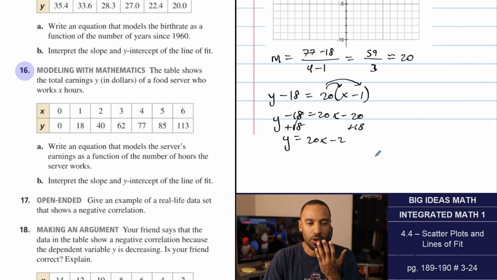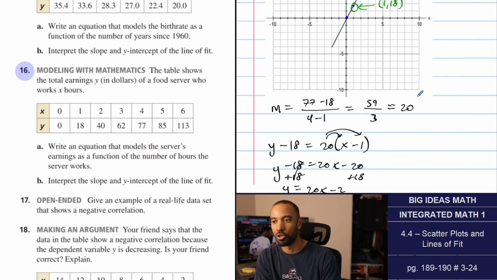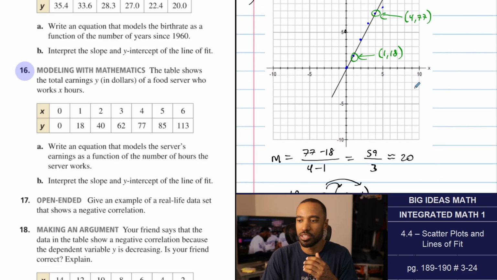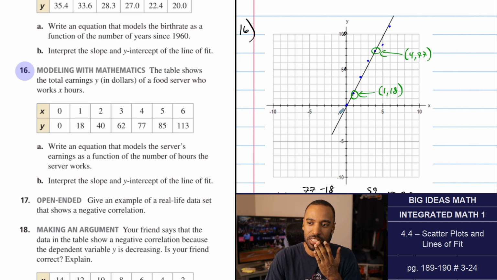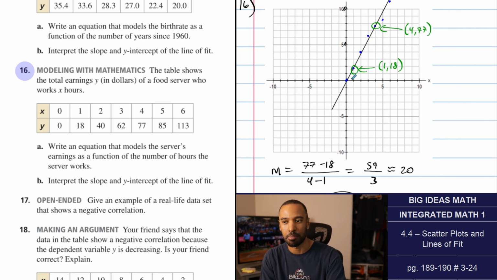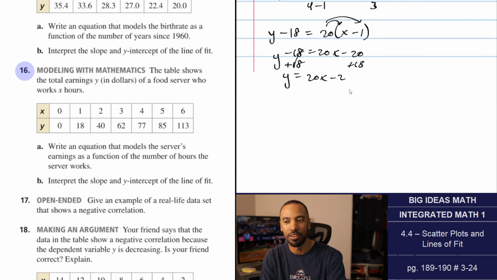Now the minus 2, what's the context here? The table shows the total earnings, y in dollars, of a food server who works x hours. I'm curious, if I just went ahead instead and said that it hit through the 0, 0, that would be perfect, but that's an idea of how my trend line looks like it's going slightly negative. So 20x minus 2, I would have loved if it just said y equals 20x.